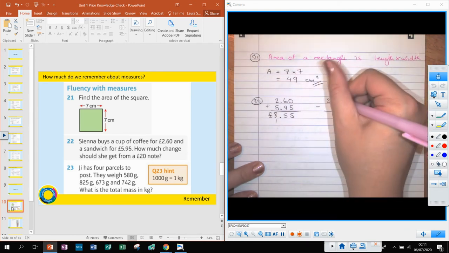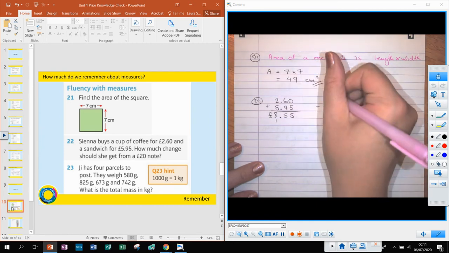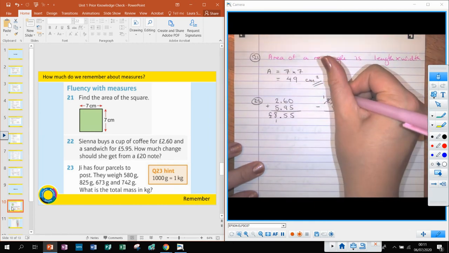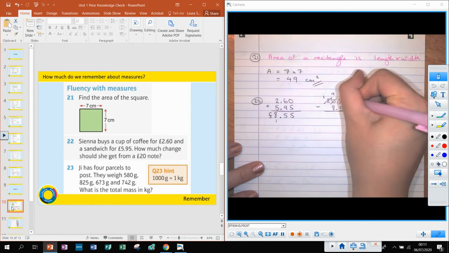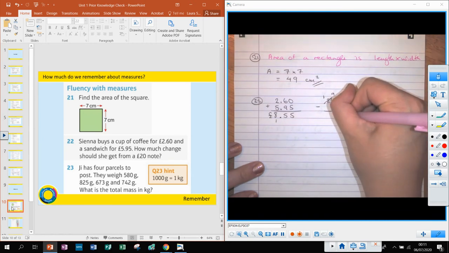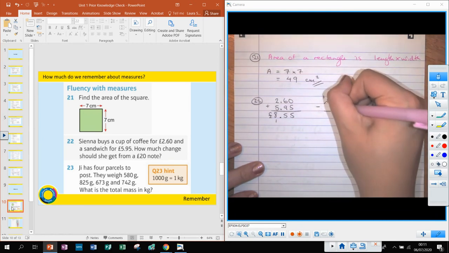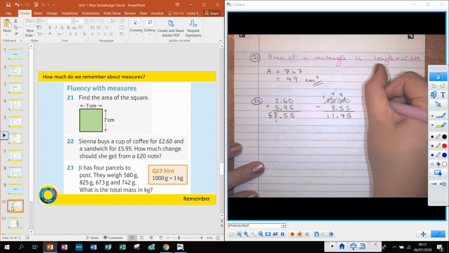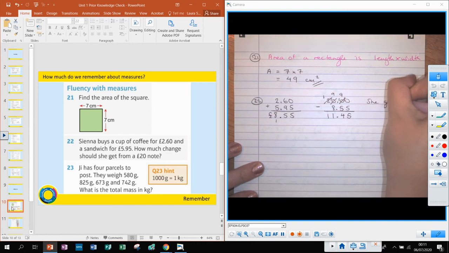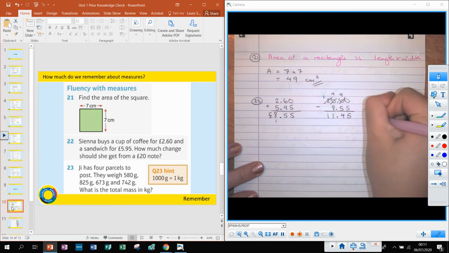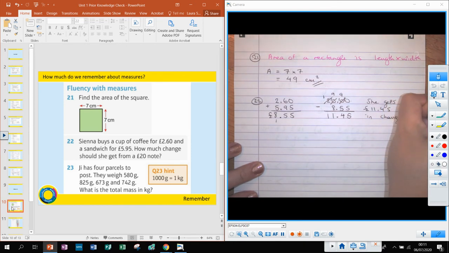Can't do this at the moment, so I'm going to have to exchange. I still have to exchange again, make that a 9, make that 10, and exchange one more time. Now I can say 10 minus 5 is 5, 9 minus 5 is 4, put my decimal, 9 minus 8 is 1, and then we had a 1. So she gets £11.45 in change.